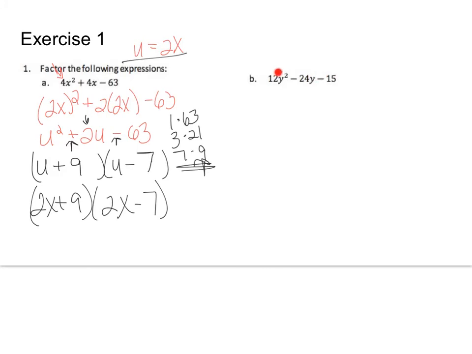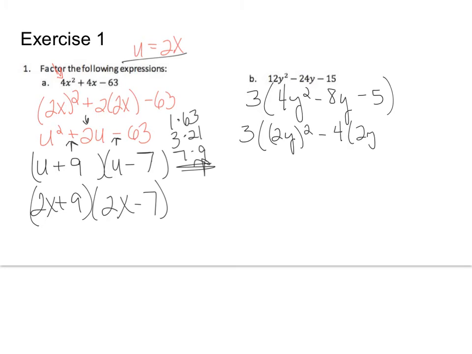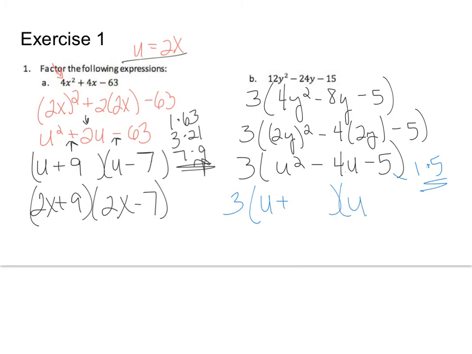First thing I do is look through the trinomial and say, okay, can I factor anything out to make those numbers smaller? Because they're a little bit too big right now. I can take a 3 out. I'm left with 4y squared minus 8y minus 5. That's cool. Now let's see if I can do the whole u trick with it. So I have 2y squared minus 4 times 2y minus 5. U squared minus 4u minus 5. And again, here we're looking for factors of 5. 1 times 5 is it. And the difference of 1 and 5 is 4. Cool. So I have u plus and u minus.